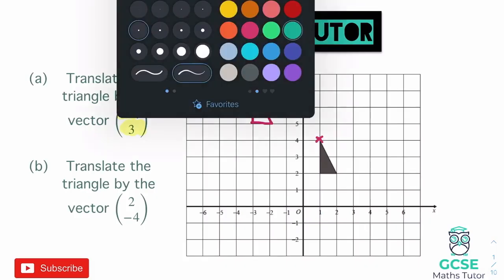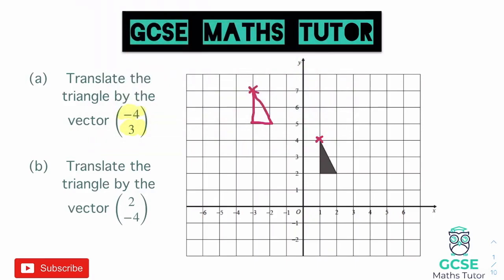The next one's slightly different because it's going to move it slightly differently, because this time our vector says to move it 2 on the top and -4 on the bottom. So 2 on the top would indicate a movement of 2 to the right, and -4 on the bottom is 4 down. I'm going to pick a different corner this time. Let's go for this bottom right one. So 2 to the right, that would be 1, 2, and then 4 down, so 1, 2, 3, 4. There we go, and let's just put a little cross there.